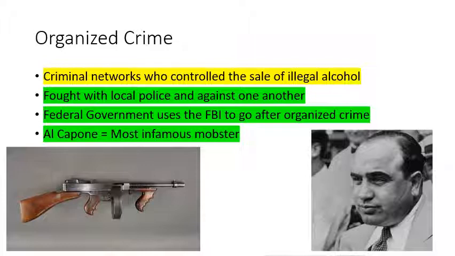The federal government's going to use the FBI to go after organized crime. It's going to be incredibly expensive to enforce Prohibition. And we have Al Capone. He's going to become one of the most famous of the mobsters, who's going to lead a huge organized crime network, distributing alcohol and doing other illegal activities.